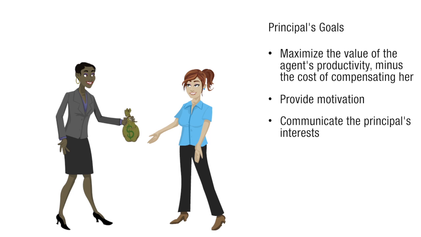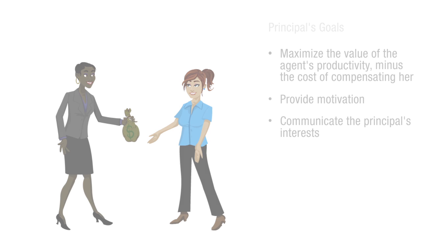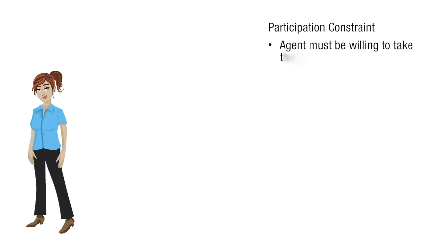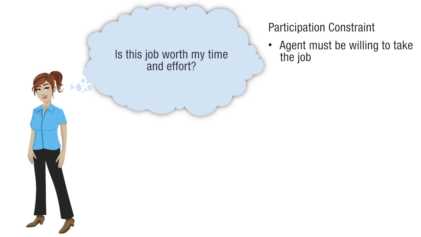So really what we're trying to do is maximize what the agent is providing to us, subject to two constraints. The first one is the participation constraint. The agent has to be willing to take the job rather than working for someone else, or maybe deciding they'd rather not work at all than do such hard work for us at such minimal pay. So step one, we need to overcome the agent's participation constraint.